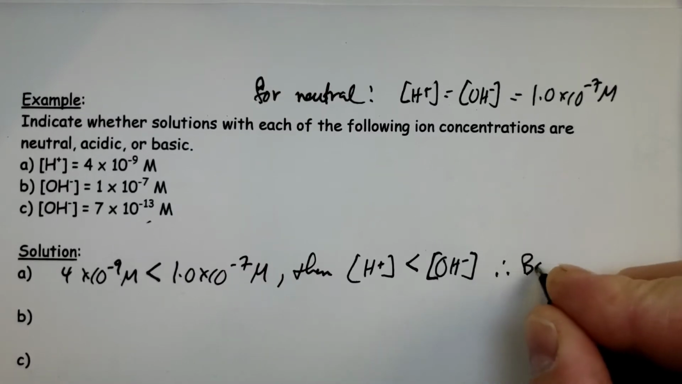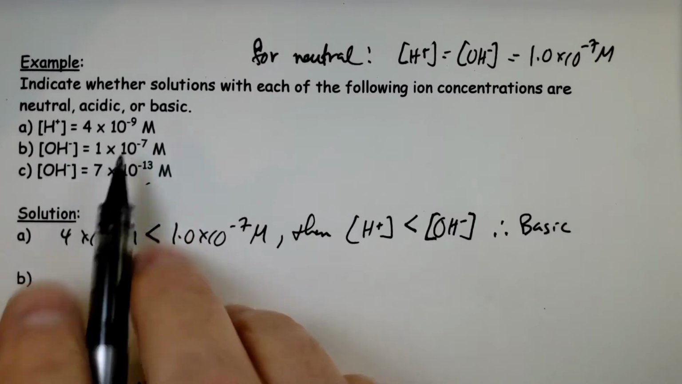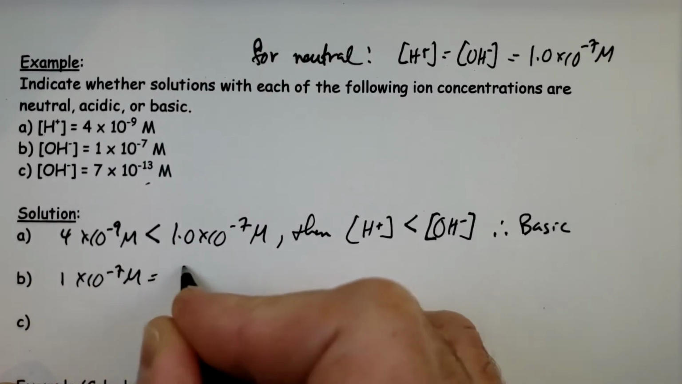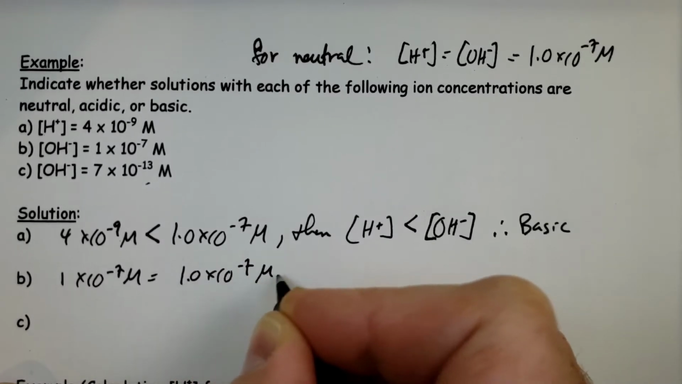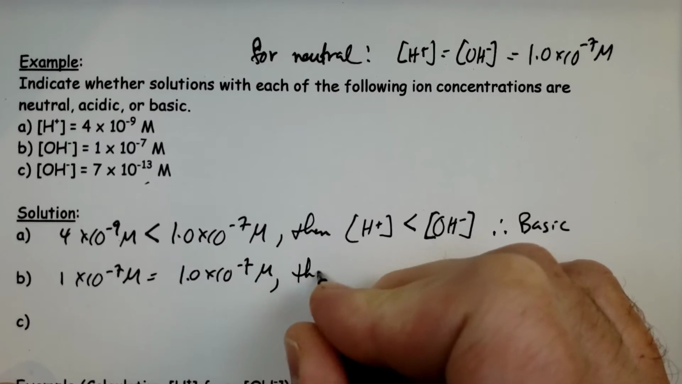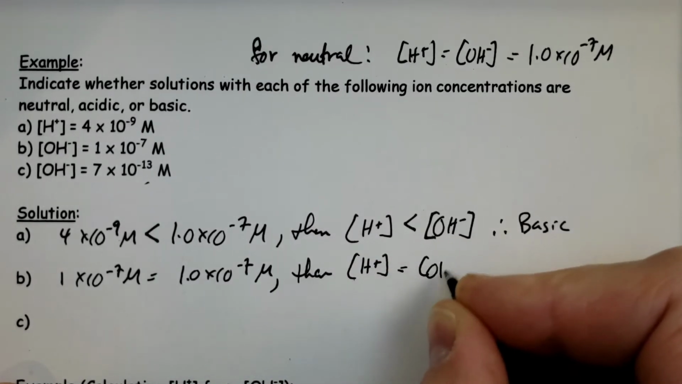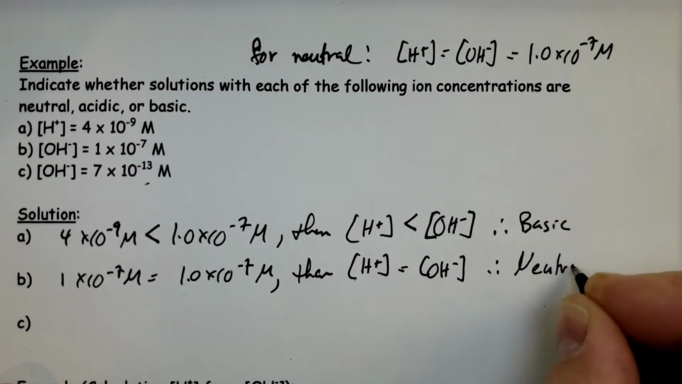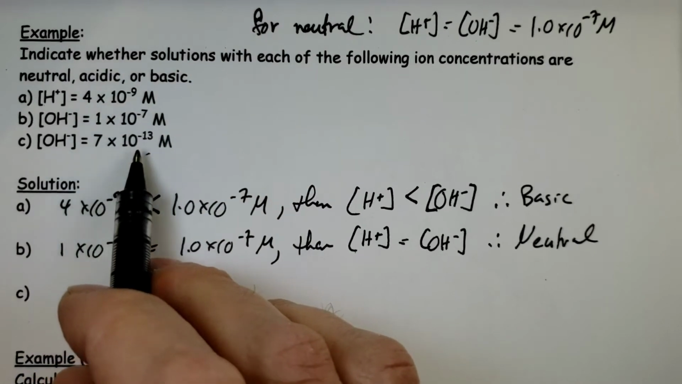So therefore, basic. Look over here, 1.0 times 10 to the minus 7 molar is equal to 1 times 10 to the minus 7. Then, [H+] equals [OH-], therefore neutral.